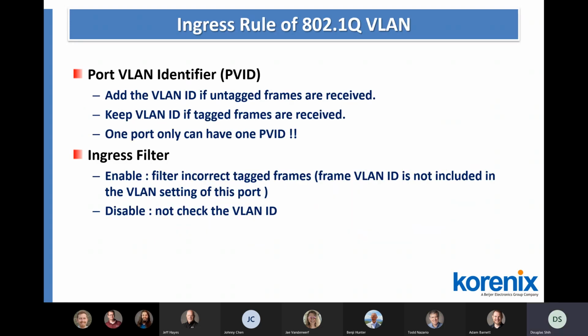And then we go to the ingress rule for VLANs. For the ingress rule, the first part is the port VLAN identifier, which we call the PVID. After we set up the PVID, the switch will add the VLAN tag with the VLAN ID which you define on the port to the untagged frame which you receive. Also, if the packet already has a VLAN tag, then the switch will keep the VLAN tag which is already on the frame, for both sending and receiving the frame.